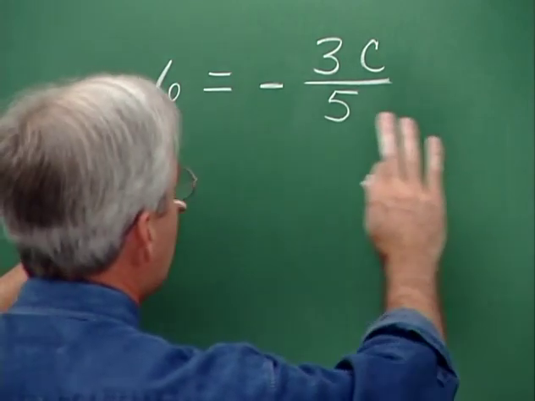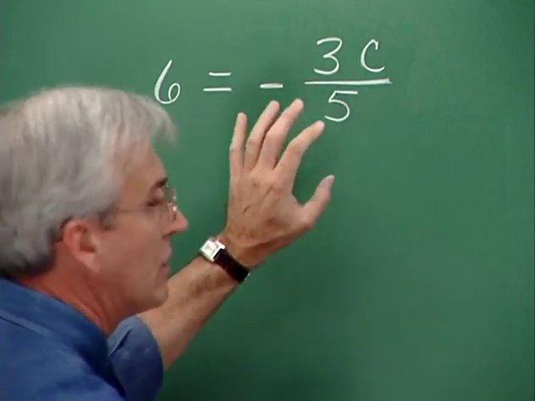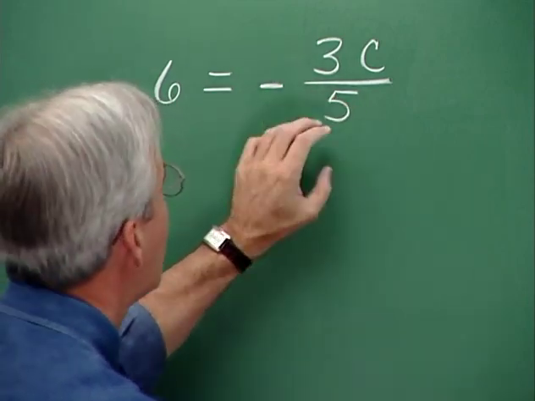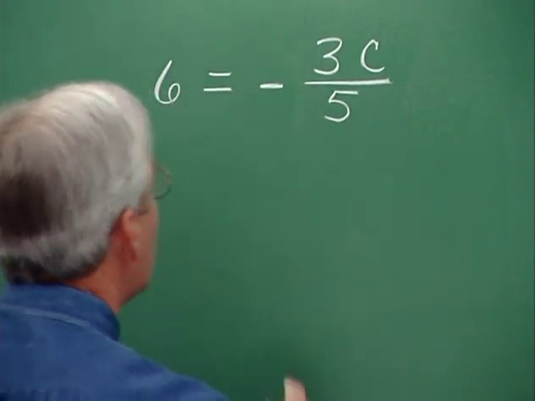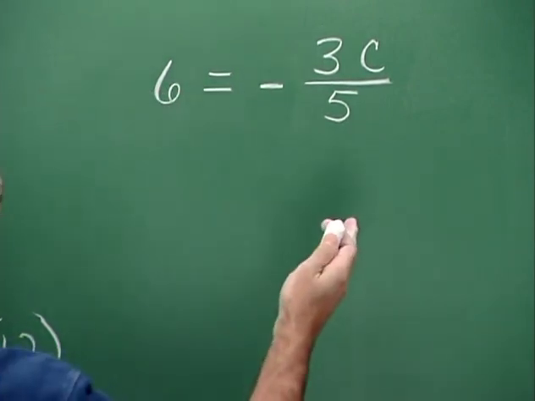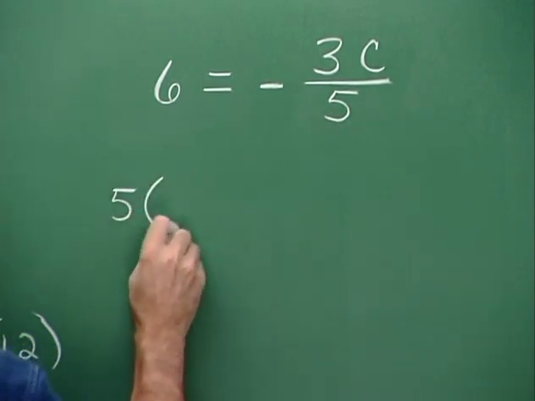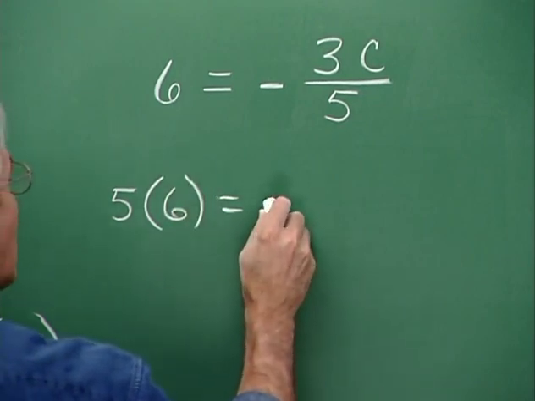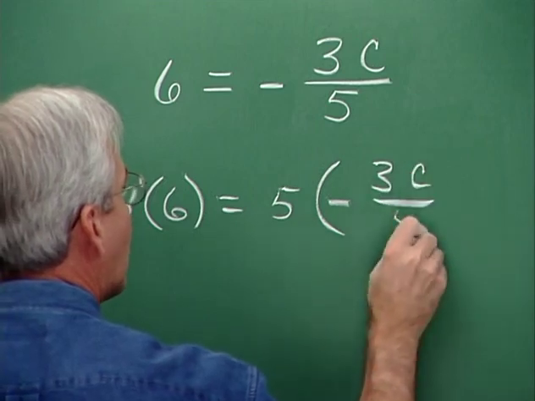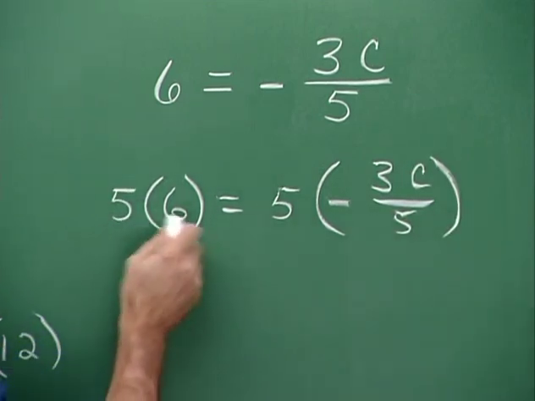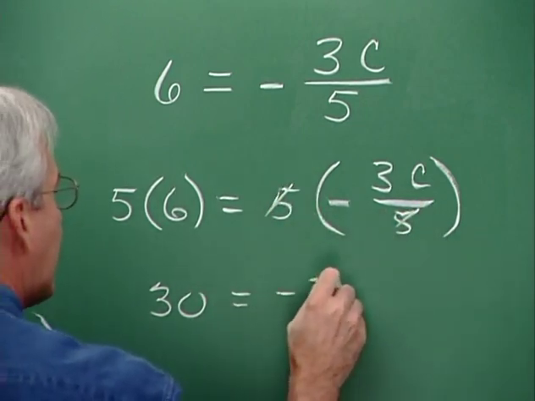But let's go through this by clearing the fraction first of all, by eliminating this as a fraction. And you do that by eliminating the denominator. And to do that, you identify the common denominator. The only denominator here is 5, so we'll multiply on both sides by 5. We have 5 times 6. And on the right, we have 5 times negative 3C over 5. So 5 times 6, 30, and on the right the 5's go out and we have negative 3C.